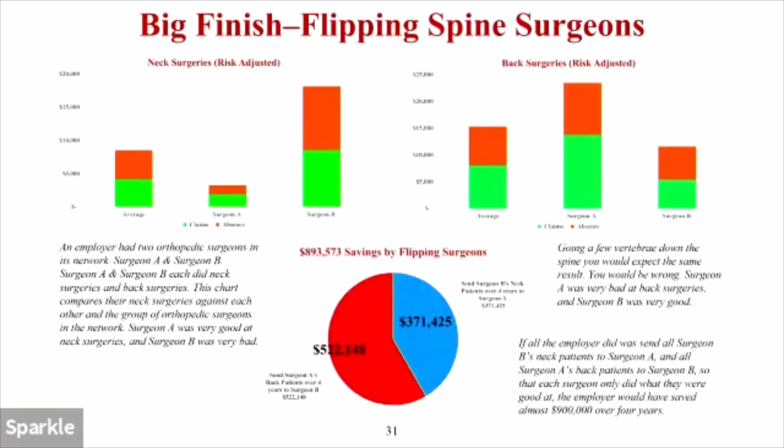And this is something you often see in the data. It's not that a doctor is all good or all bad. Just like everybody else, we're good at some things, we're not so good at other things. And these analytics exploit what someone's good at to everyone's advantage. If all this employer did was take the patients going to Surgeon A and Surgeon B and flip them around so that each doctor only did what they were good at, they would have saved $900,000 over a 4-year period.